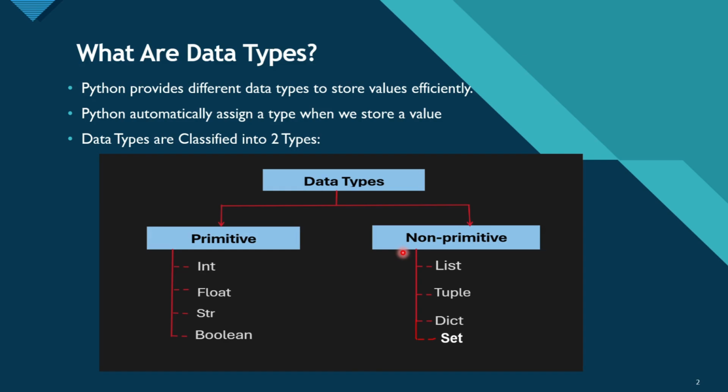Primitive types are integer, float, string and boolean. Non-primitive types are the complex data types that store multiple values and provide more functionality. They are built on top of primitive types. Non-primitives are list, tuple, dictionary and sets.